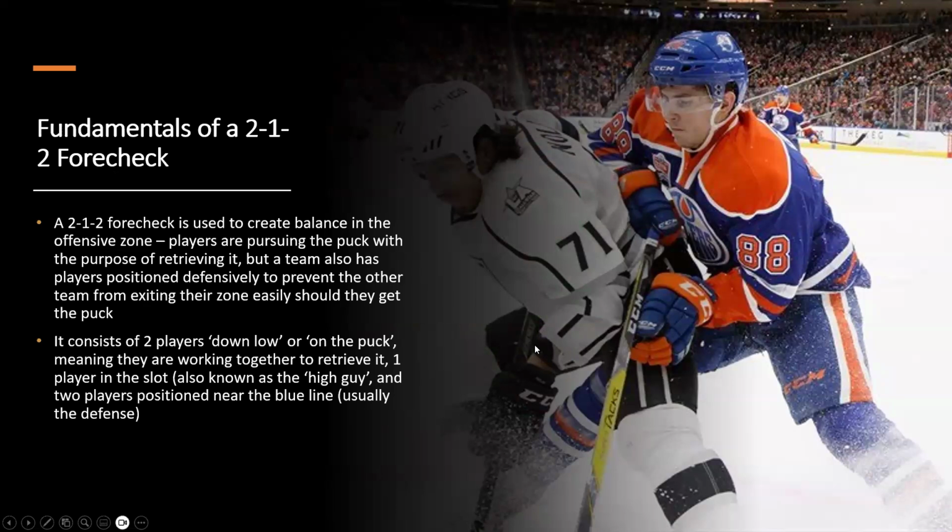Okay, so a 2-1-2 forecheck is used to create balance in the offensive zone. Players are pursuing the puck with the purpose of retrieving it, but a team also has players positioned defensively to prevent the other team from exiting their zone easily should they get the puck. It consists of two players down low or on the puck, meaning they are working together to retrieve it. One player is going to be high in the slot, and two players are positioned near the blue line. For our team and what we're going to do moving forward, that's going to be the defense.